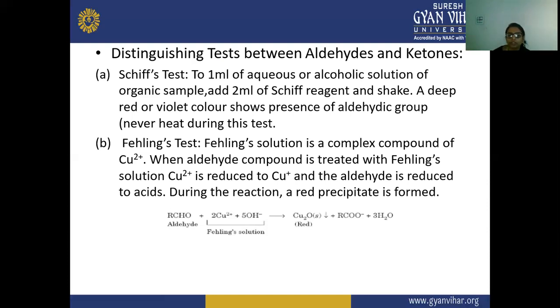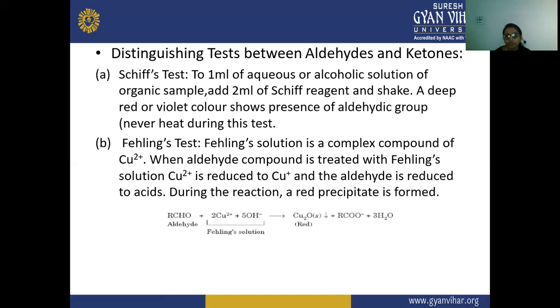So in the Schiff reagent, the presence of a deep red or violet color shows the presence of the aldehyde group. But in the case of Fehling solution, a red precipitate is formed, which shows the presence of the aldehyde group. If a ketone is treated with Fehling solution, then it will not give this test.